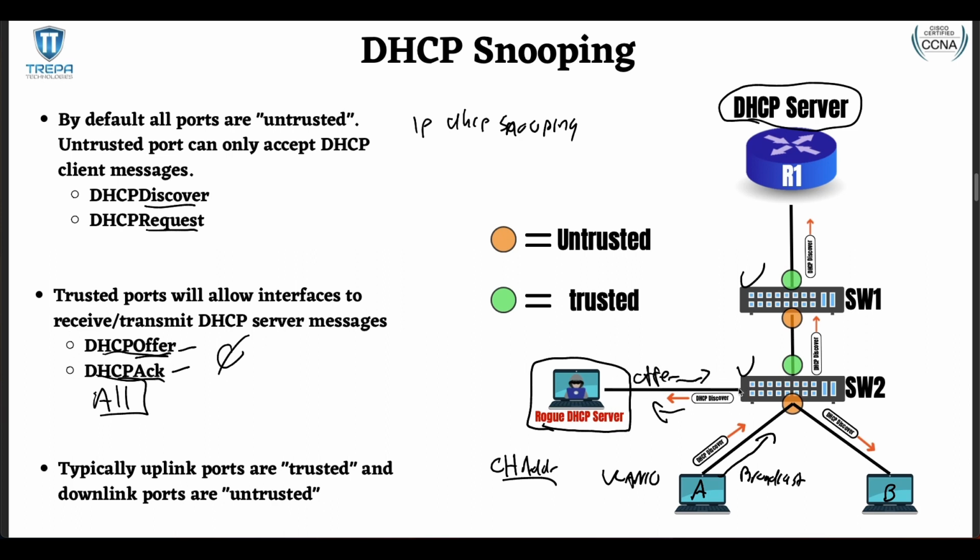When this port here, which is untrusted by default, receives that offer message, what's it going to do? It's going to drop it, because remember, it only accepts DHCP client messages. That's a way we can protect ourselves from these rogue DHCP servers and the DHCP layer 2 based attacks. Now down here in this bullet point, it says typically uplink ports are trusted and downlink ports are untrusted. So what do we mean by that?